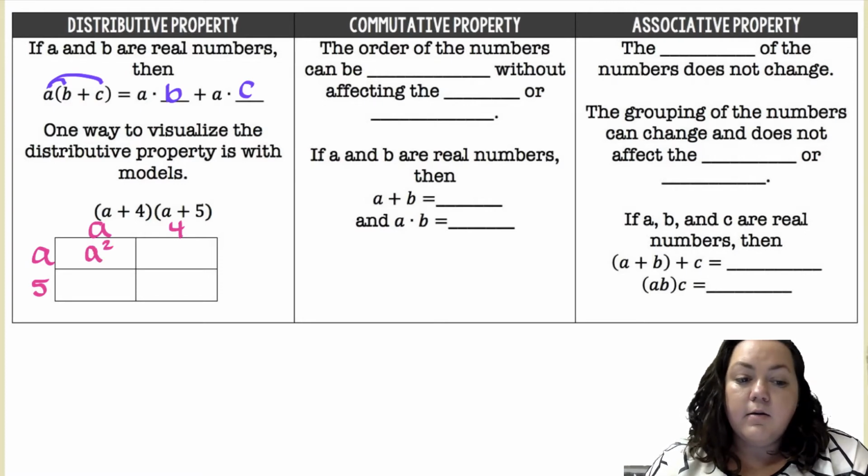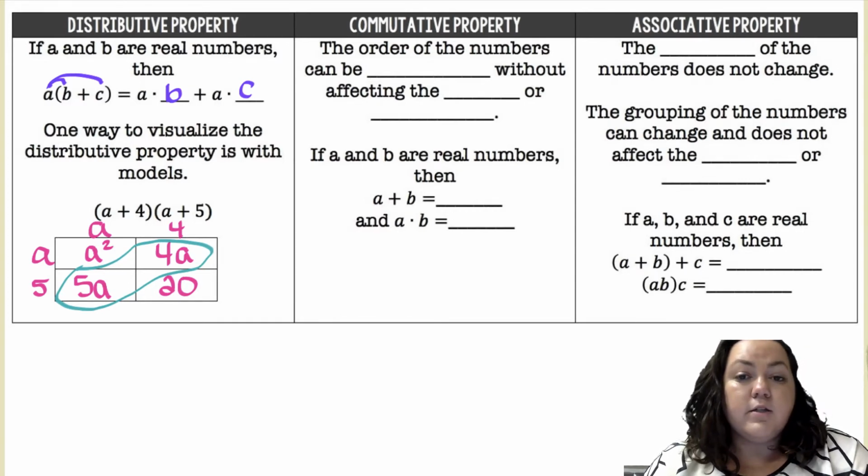So A times A would give me A squared. A times 4 would give me 4A. A times 5 would give me 5A. And 4 times 5 would give me 20. And then I would combine my like terms. So I have A squared, and then I have a 5A and a 4A, so those can be combined. So I'd have A squared plus 9A plus 20.